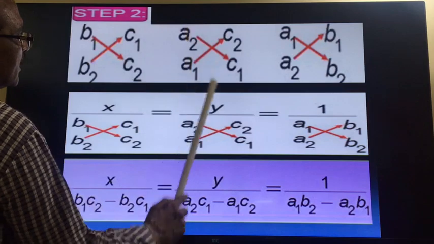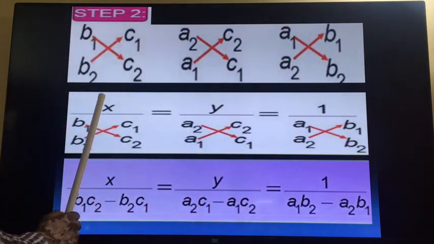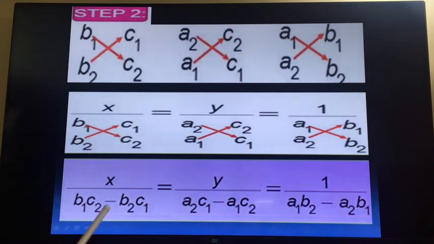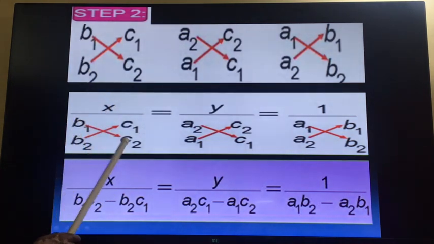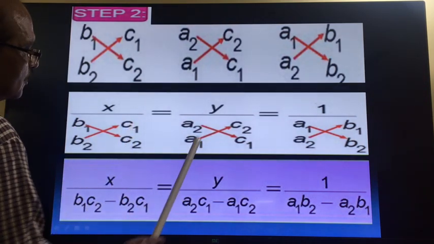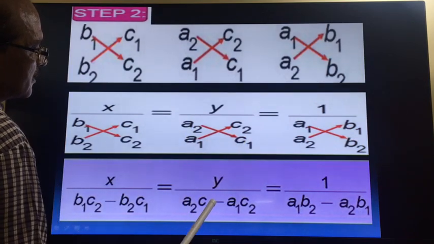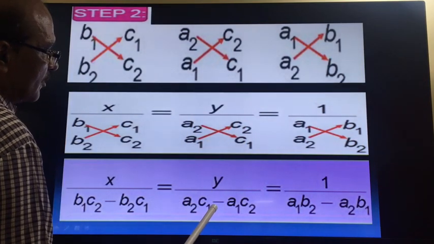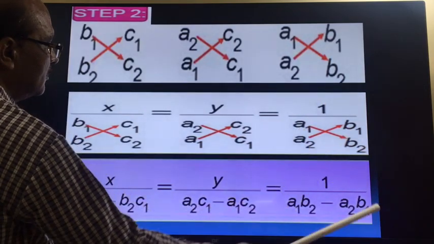These four values we will write under y, and these four values we will write under 1. After doing the cross multiplication with minus sign, we get x upon b1 c2 minus b2 c1 is equal to y upon a2 c1 minus a1 c2, which is equal to 1 upon a1 b2 minus a2 b1.